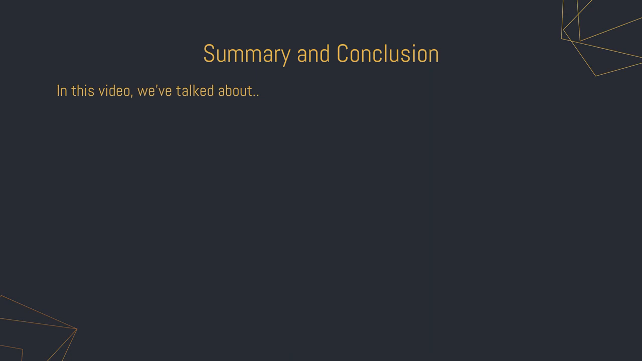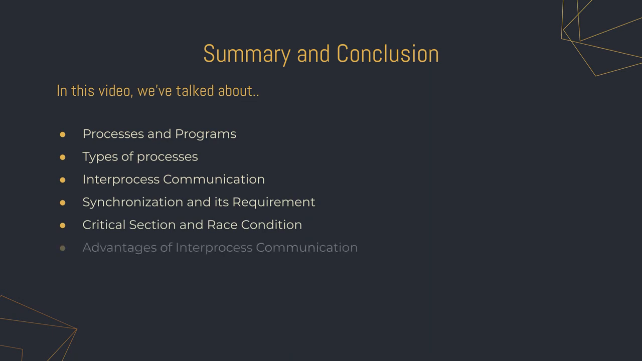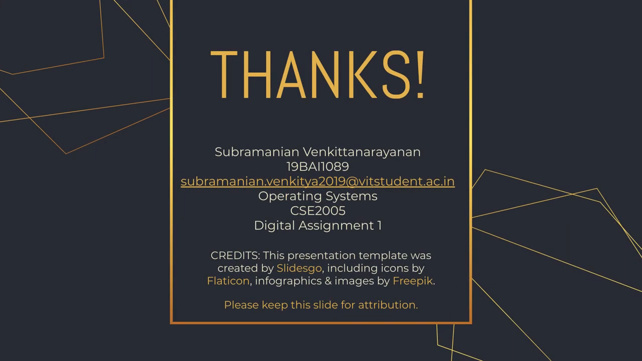So in conclusion, in this video, we've covered the following topics: processes and programs, types of processes, inter-process communication, synchronization and its requirement, critical section and race condition, advantages of inter-process communication, and methods to achieve inter-process communication. Thank you, and I hope you learned something from this video lecture.